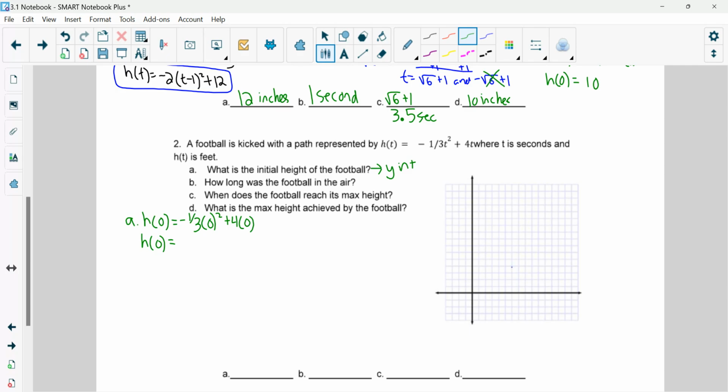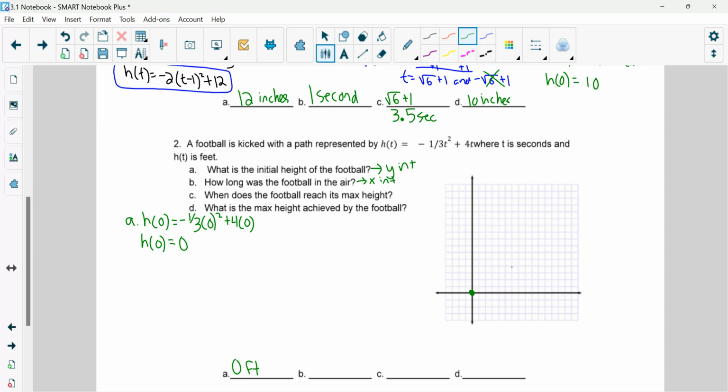So in this case, it's going to start where? At 0. So the initial height was 0 feet, which makes sense because you're kicking it off the ground. So then when it's asking how long the ball was in the air, that means you're trying to find the x-intercept.